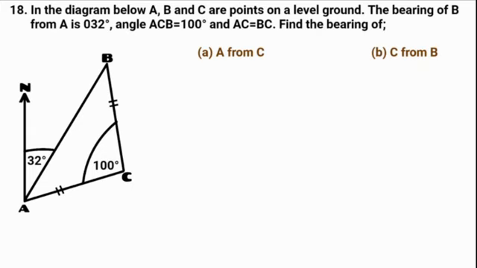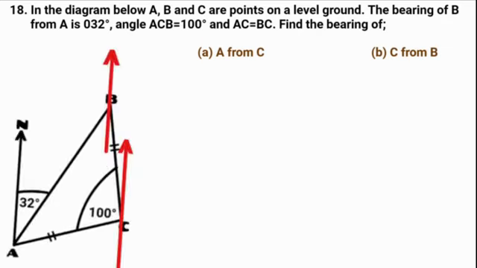So what I'm going to do here is expand it and write. As you can see, we are supposed to draw a north line on C to help us find the bearing of A from C, as well as an imaginary north line on B to help us find the bearing of C from B. So I'm going to expand and draw the lines. Yes, like that. As you can see, I've drawn the lines.